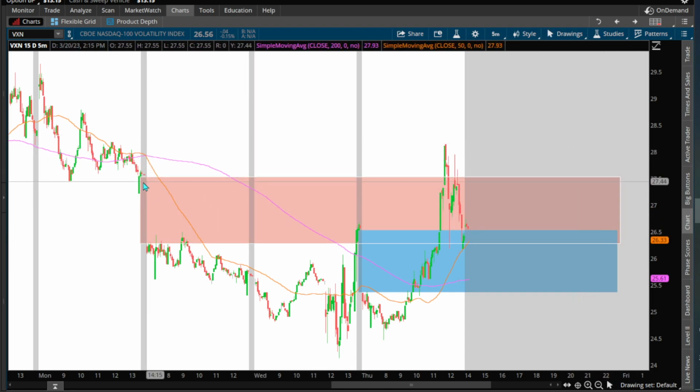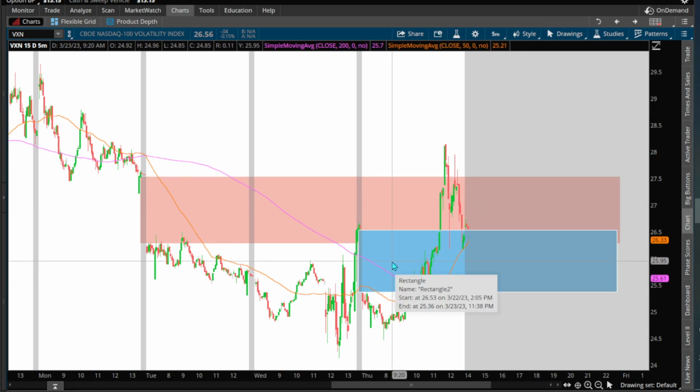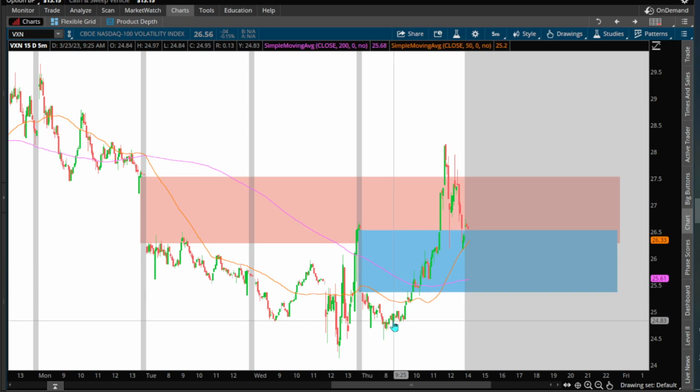Yeah, we have this massive gap right here in red. And then on top of that, we have another gap here in blue. So we have two gaps unfilled on VXN. And basically gaps on volatility tend to fill pretty quickly. So we had this massive rally on VXN to fill this gap. And then you can see that we paused for a little bit and then boom, just a massive rally to close this gap as well.